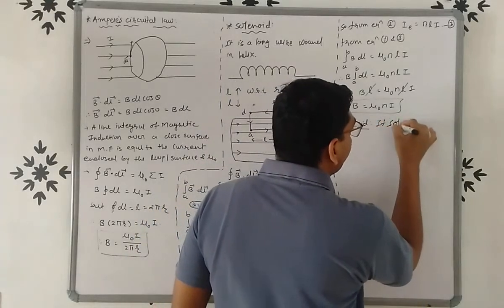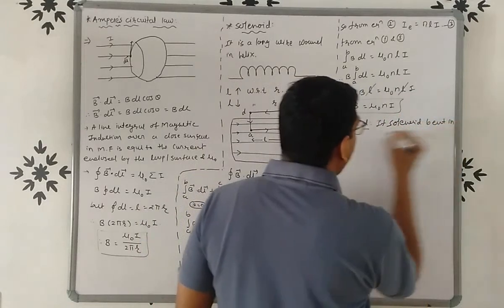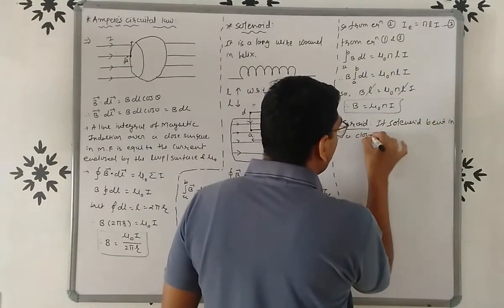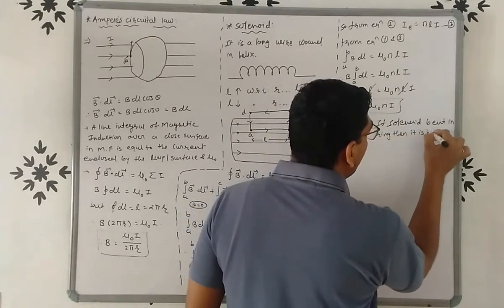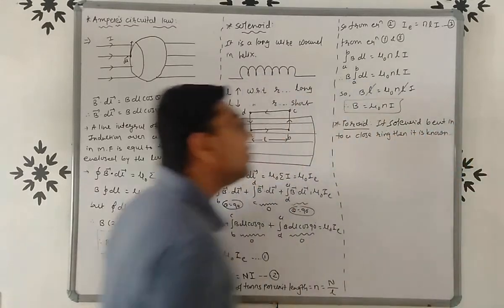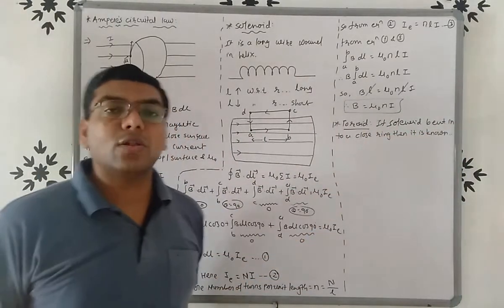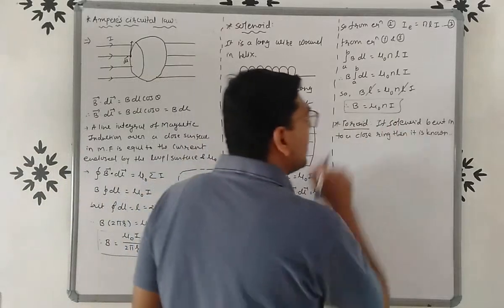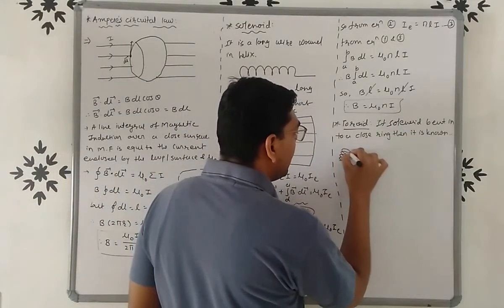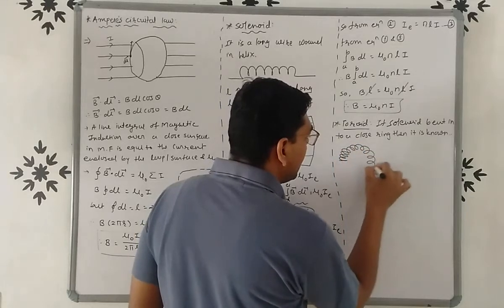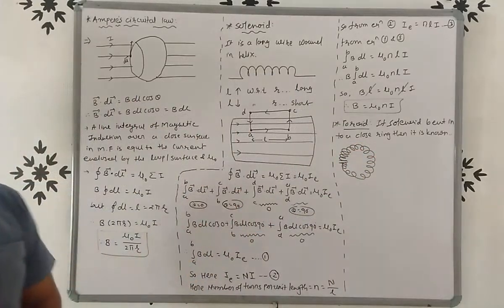So if solenoid is bent into a closed ring, then it is known as toroid. So if we bend the solenoid in the form of a closed ring, then it is known as toroid. So the toroid will be like this. The solenoid bent into a closed ring. So it will be like this. So this is the toroid.